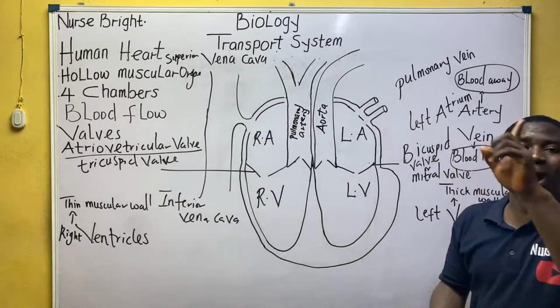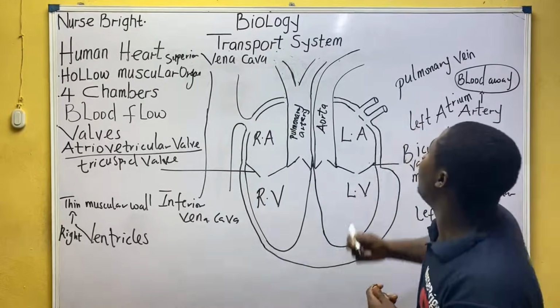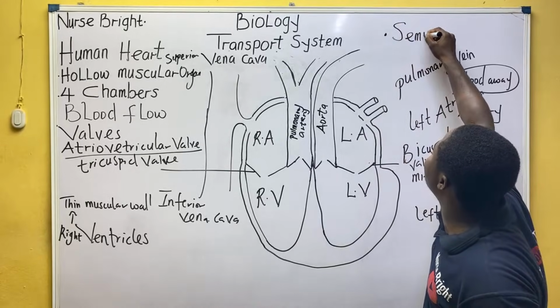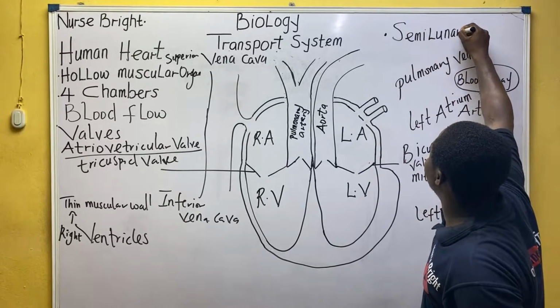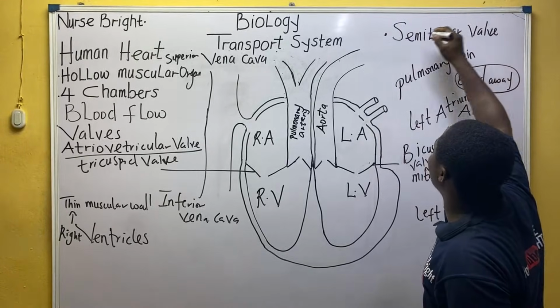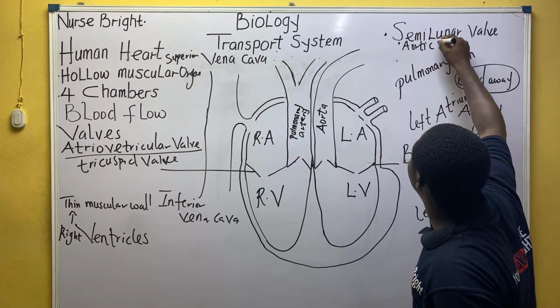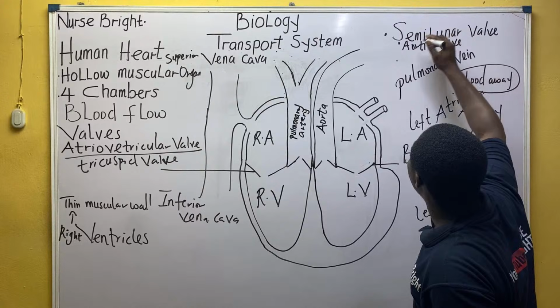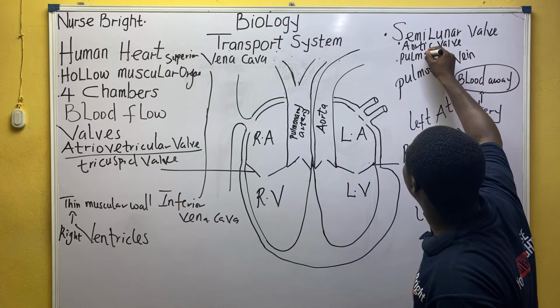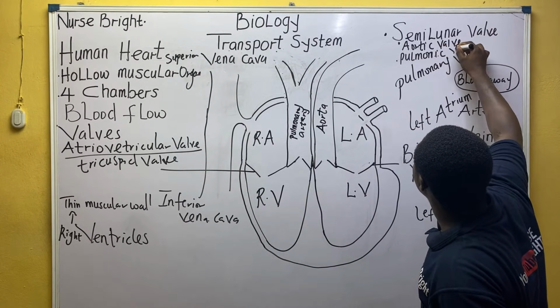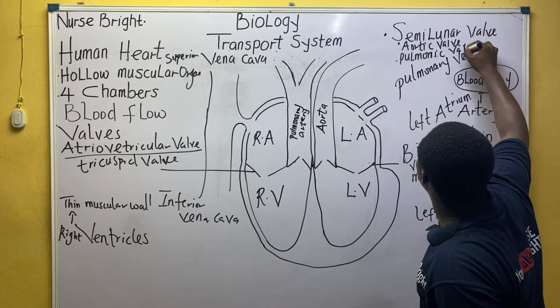So we can see one set of valves of the heart, the atrioventricular valve. Other valves of the heart, what are they? The semilunar valves. These are the other set of valves of the heart, and there are two. They have what we call the aortic valve, and the pulmonary valve, or we simply call it the pulmonic valve.